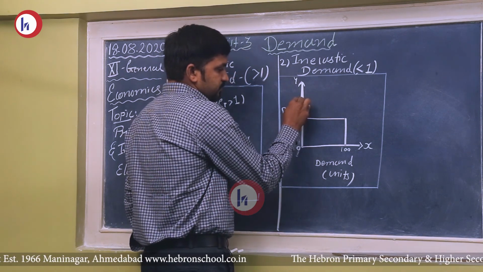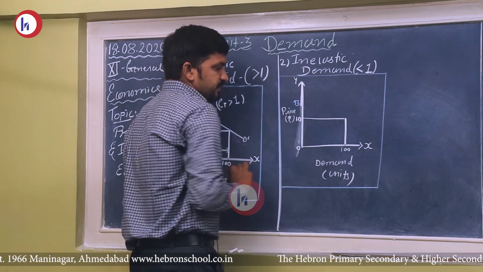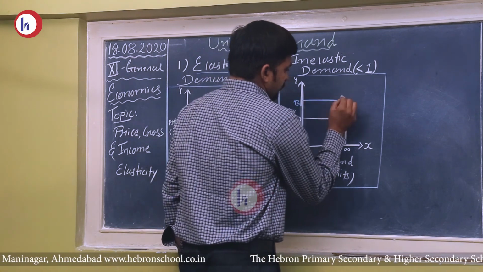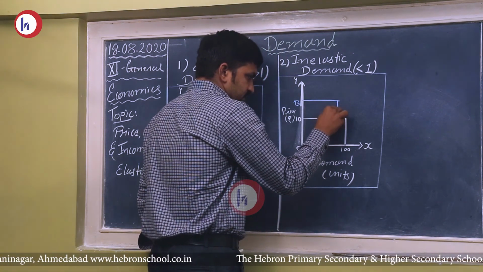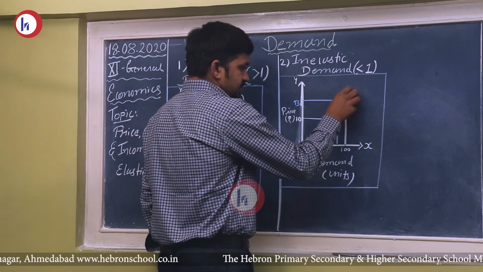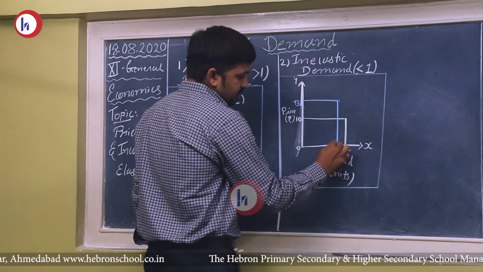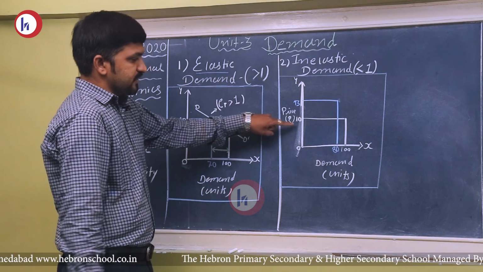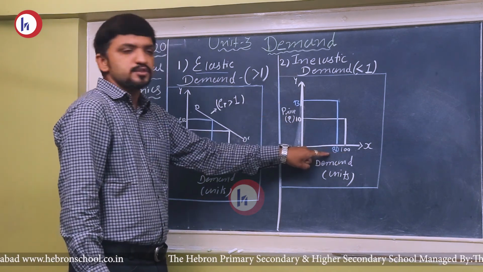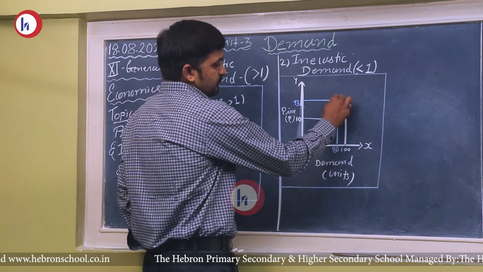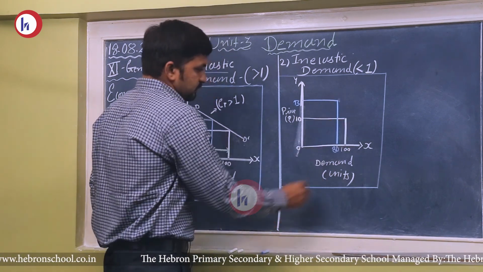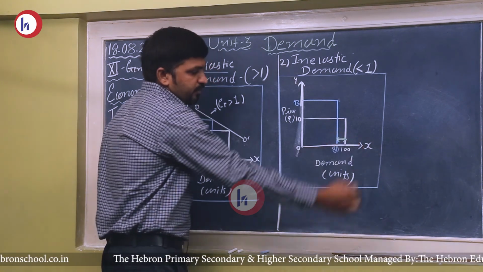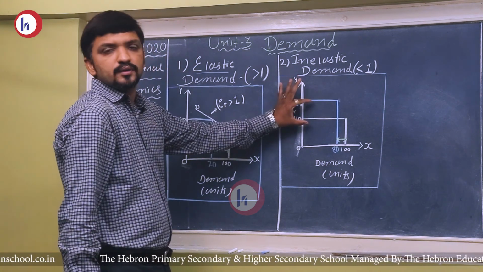Price of the commodity changes by 30%. That is, price becomes 13, and the change in demand is 20%. That is, demand reduces to 80. Price increased by 30%, demand reduced by 20%. So we can observe that here change in demand is less than the change in price.